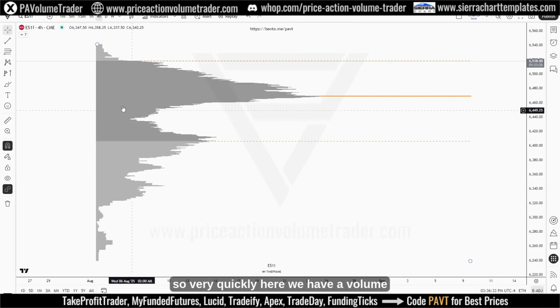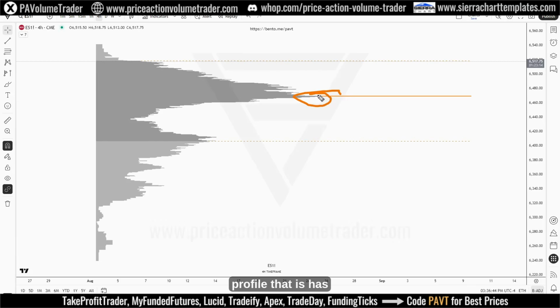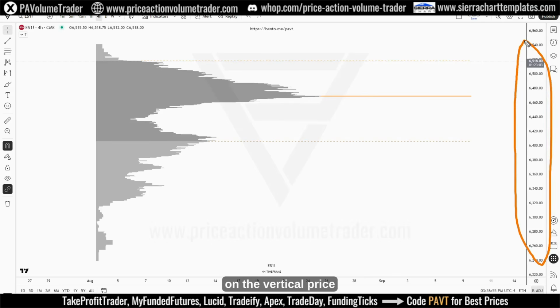So very quickly, here we have a volume profile, and let's go over the elements again. You have the point of control, which is the point in the whole profile that has the most traded volume at this specific price level. Remember, volume profile measures volume on the vertical price scale. We're not looking at volumes by time on the bottom time scale. We're looking at the right side scale.